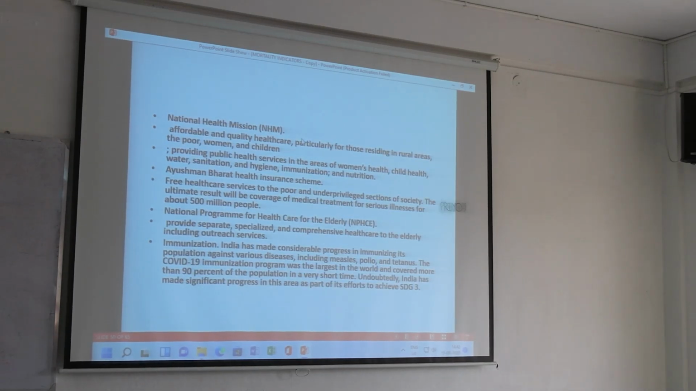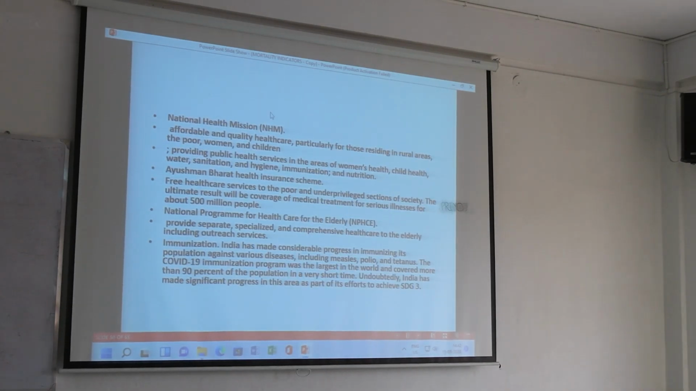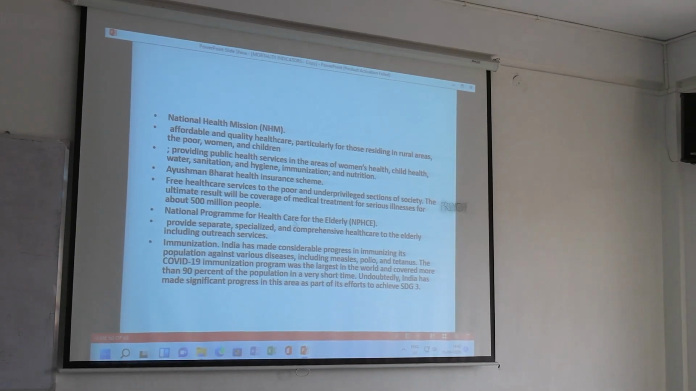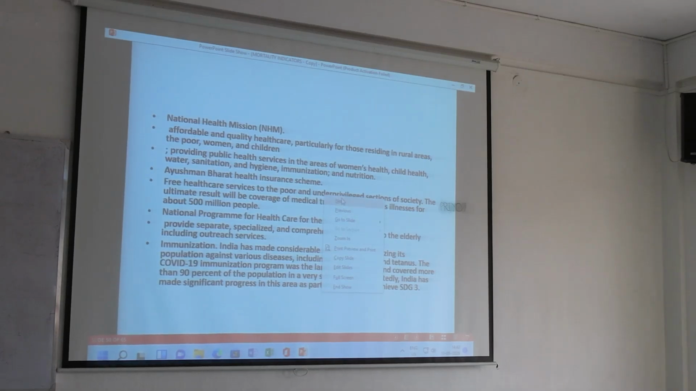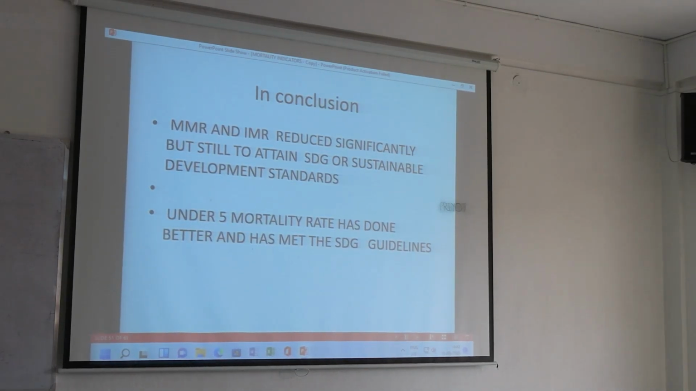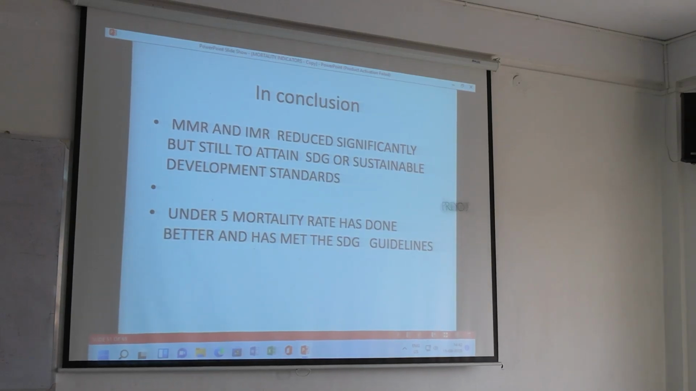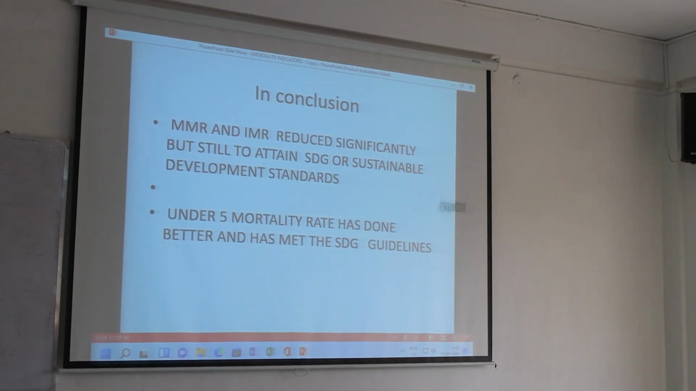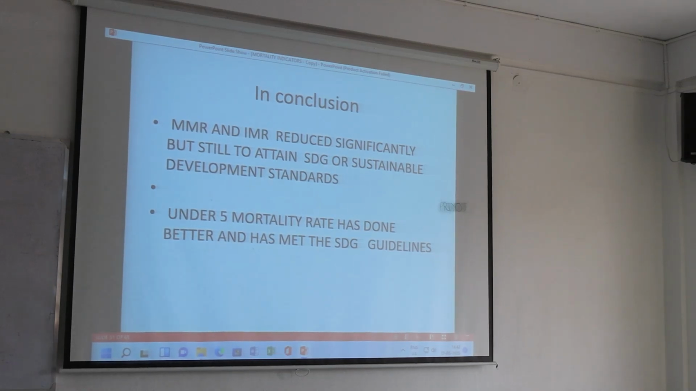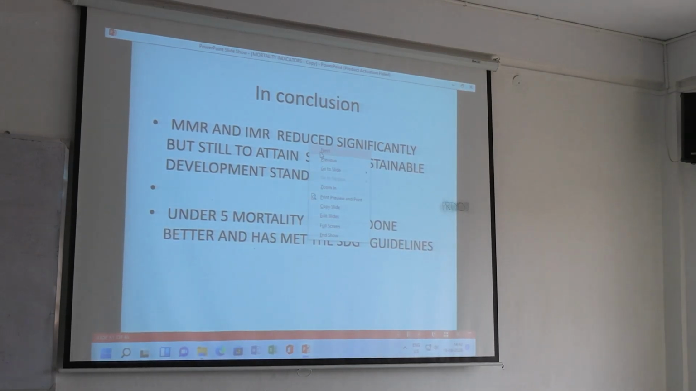This is what is being done under the national interventions. We have tried to introduce programs, including Ayushman Bharat and the National Health Programme. In conclusion, IMR and MMR have reduced significantly, but we still need to attain the sustainable development standards. Under 5 mortality has done better against the SDG standards.